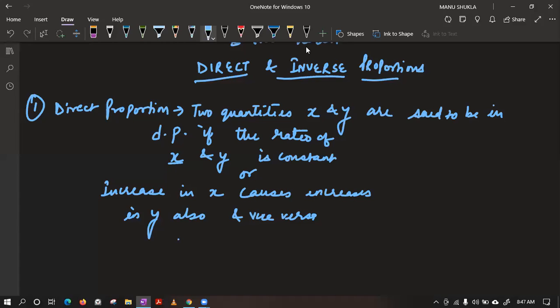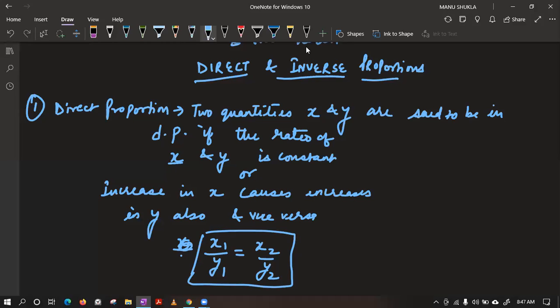And here we use the formula x1 upon y1 is equal to x2 upon y2, because the ratios are equal. And we all have studied in a given equation, if any one thing is missing, suppose you know x1, y1, and x2, easily you can find the value of y2. So this is your direct proportion. Before inverse, we can have some examples of direct.